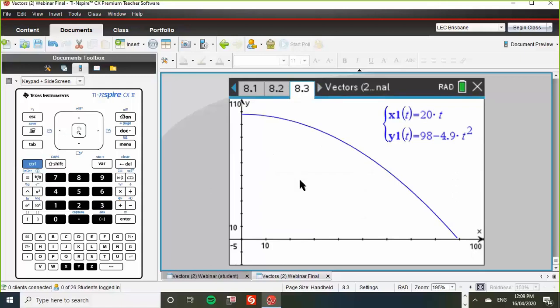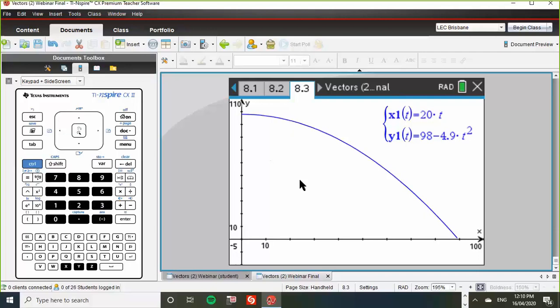You can also use your rules of algebra, x of t being 20t, and y of t being 98 minus 4.9 t squared. You can eliminate t, so t is x on 20, substitute that in, and you end up with a Cartesian equation of a parabola, y equals 4.9 outside of 20 minus x squared on 400. And that's valid for between 0 and 40 root 5, it actually ends up being, doesn't it? 2 root 5 times 20 is 40 root 5.